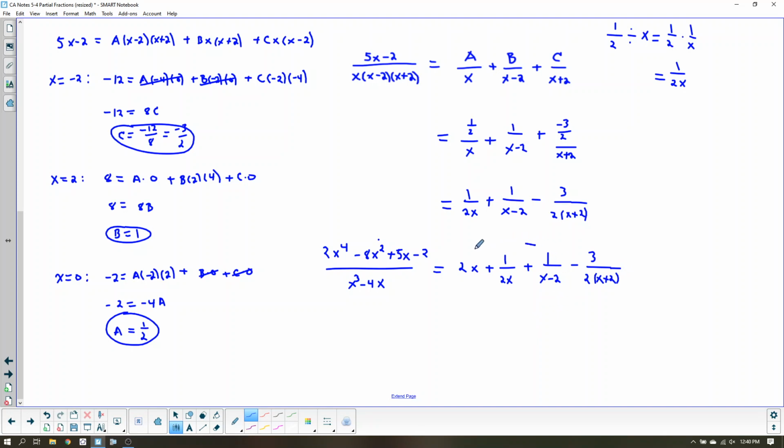Alright, so there we go. It's a long process, and unfortunately, this is kind of the easiest type. They get much messier than this.